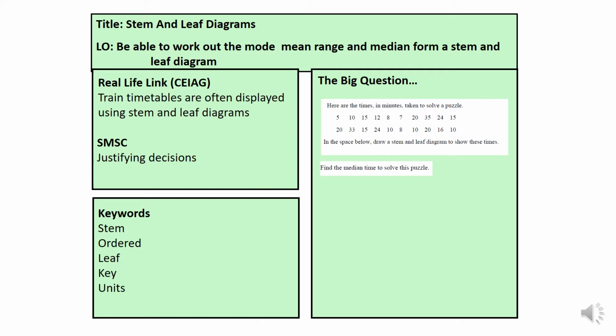This lesson is about being able to use the stem and leaf diagram and extract some information from the table, including mode, mean, range, and median. The keywords are again stem, leaf, ordered, and the key again and units.